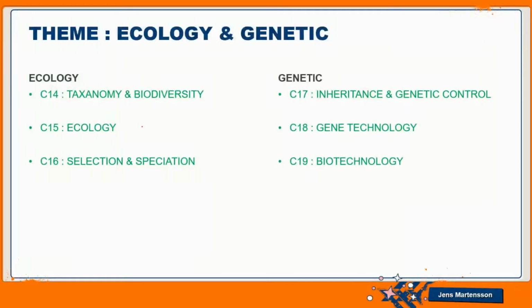Okay, first, the sem 3 biology themes we have to learn are ecology and genetics. Yes, there are two themes that you have to learn, and these two themes are totally different. For ecology we have 3 chapters and for genetics we have 3 chapters. Chapter 1 is taxonomy and biodiversity. Chapter 2 is ecology. Chapter 3 is selection and speciation. Chapter 4 is the genetics topic: inheritance and genetic control. Chapter 5 is gene technology, and chapter 6 is biotechnology. So altogether, we have to learn 6 chapters.